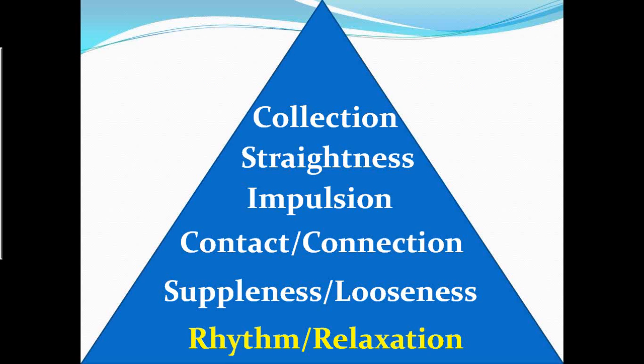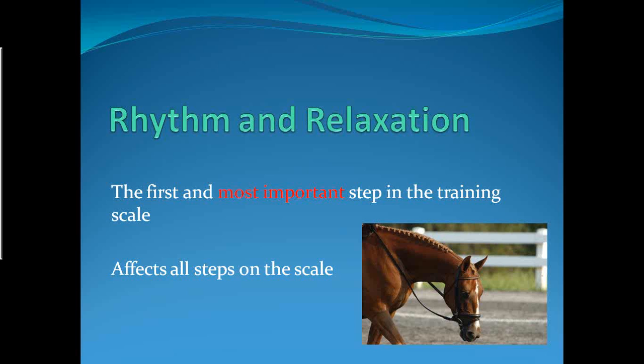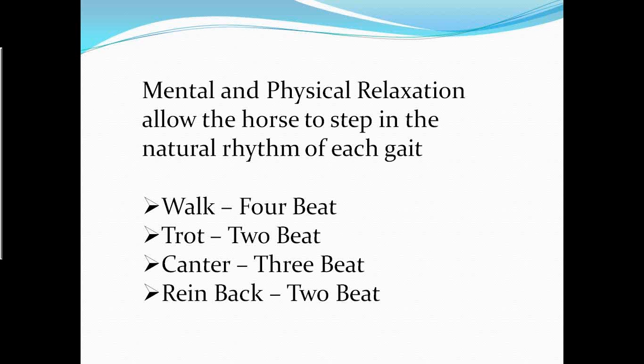So we'll go through each step of the scale and tell you a little bit about it. The first step is rhythm and relaxation. It's the first and most important step in the training scale. It affects all the steps on the scale and makes your horse a pleasure to drive, or not if you don't have it. It includes mental and physical relaxation. Both of those allow the horse to step in the natural rhythm of each gait. As you know, walk's a 4-beat gait, trot is 2-beat, canter is 3-beat, and the rein back should be 2-beat.